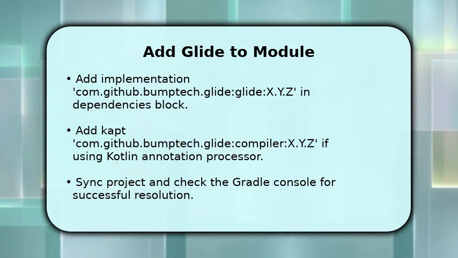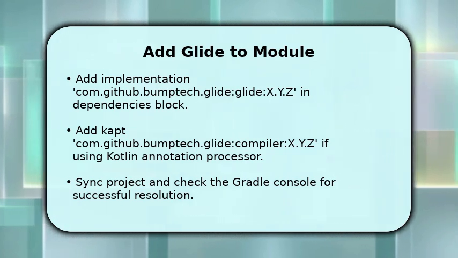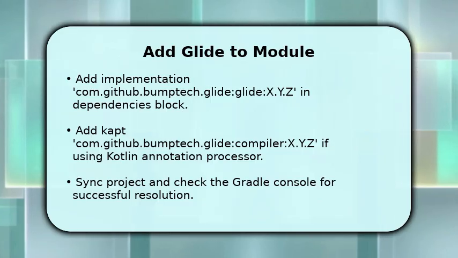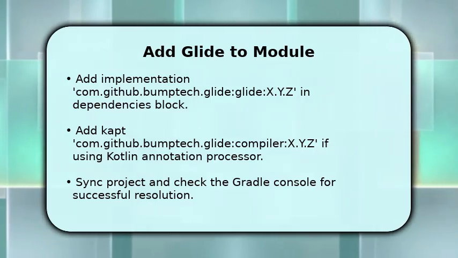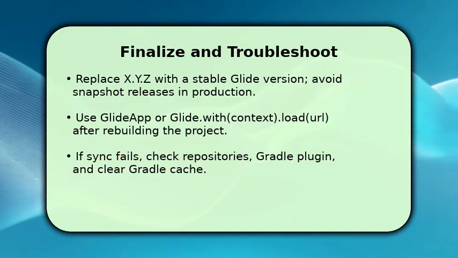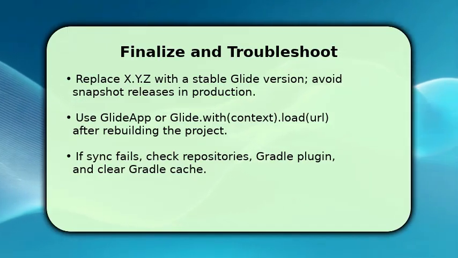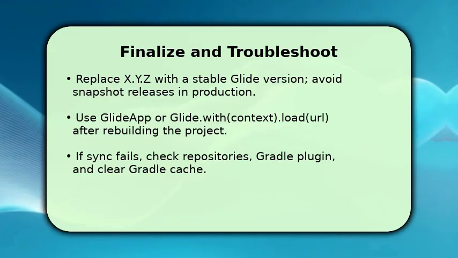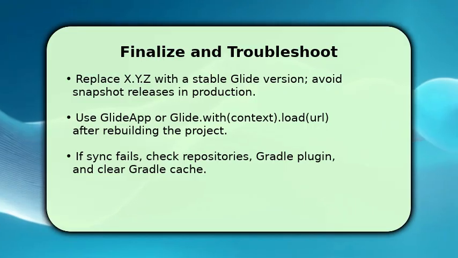Make sure to monitor the Gradle console for any version conflicts. To finish, replace X.Y.Z with the chosen stable Glide version and rebuild so generated classes appear. You need that for Glide to work. Once rebuilt, call Glide.with(context), load the URL into the image view, or use the generated API if annotation processing ran.